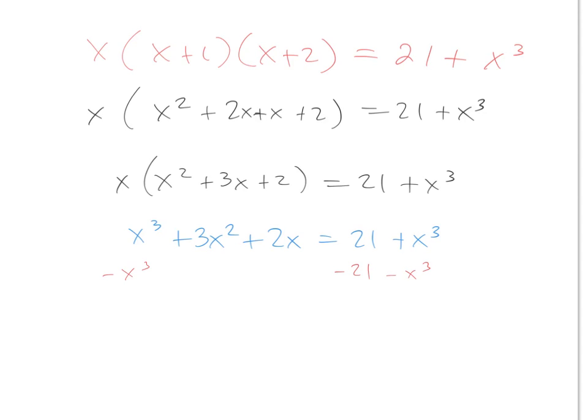Subtract 21 from both sides. Those cancel, those cancel. Sure, you get 0 on the right-hand side. That works out. That's what we wanted. X cubed minus x cubed drop off, leaving me behind with 3x squared plus 2x minus 21. So again, just move everything over is what I'm saying. When you move over the x cubed, they drop off.